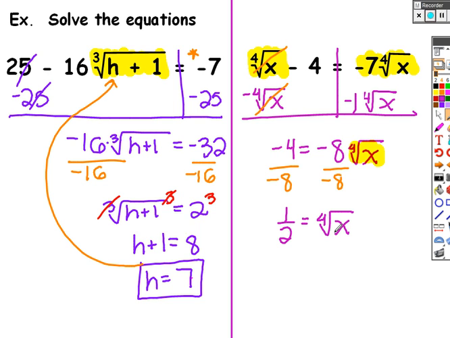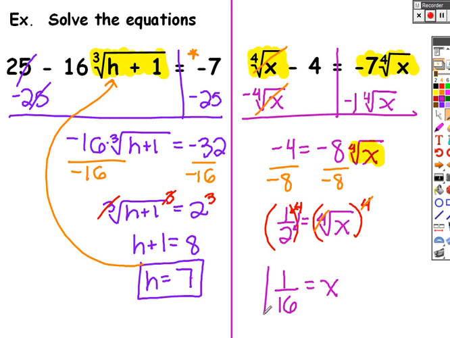And to undo the 4th root, or the 1/4 power, I would want to raise this to the 4th power. What I do to the right side of the equation, I should do to the left. Cancel, cancel. And now I have on the left side a half times a half times a half times a half, or you could think of it as 1 to the 4th would be 1. 2 to the 4th would be 16.